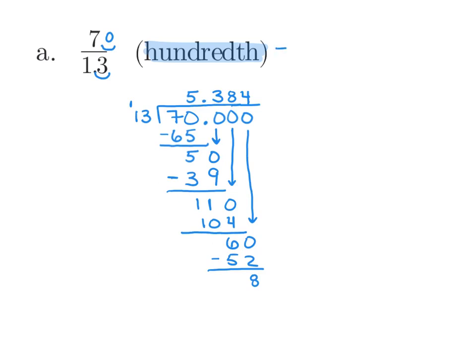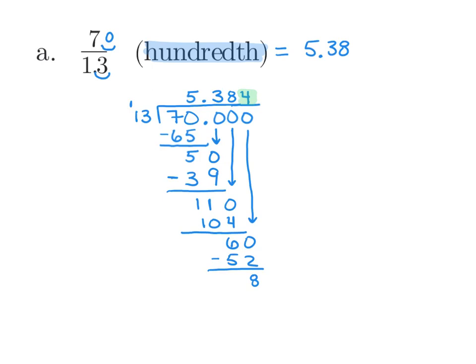And now we round. So we're going to look at the 4. The 4 tells me to round up or down. Since 4 is smaller than 5, we're going to round down, and so we end up with 5.38. And there is our answer for this one.